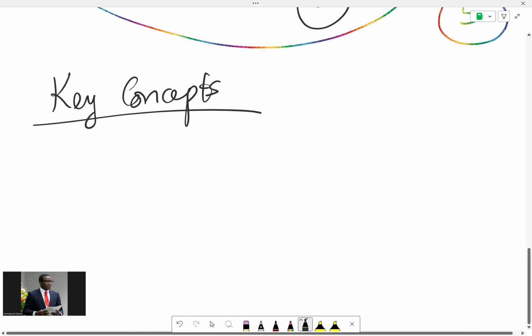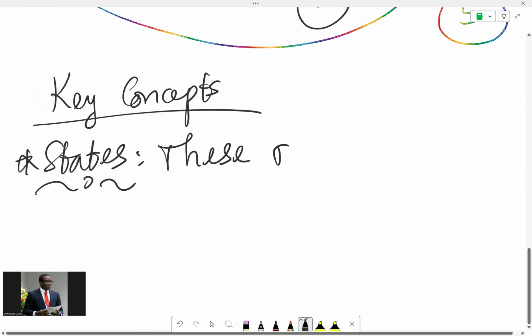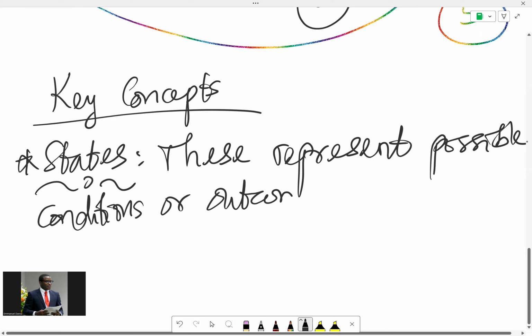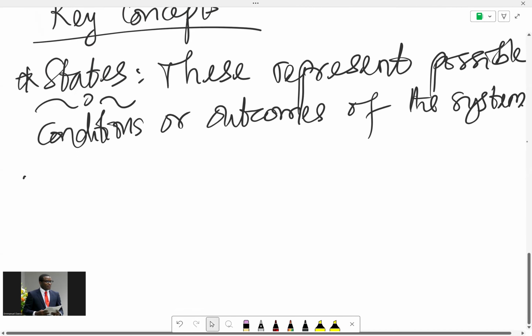Key concepts. One concept is states. States represent possible conditions or outcomes of the system. So that's what a state is about.